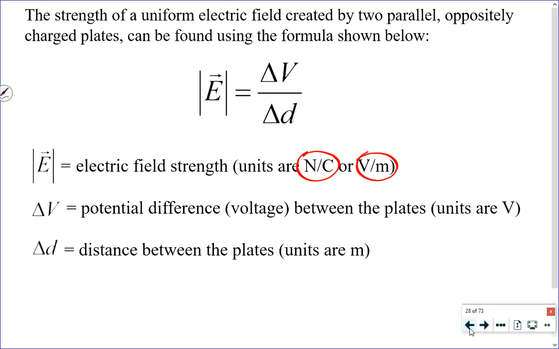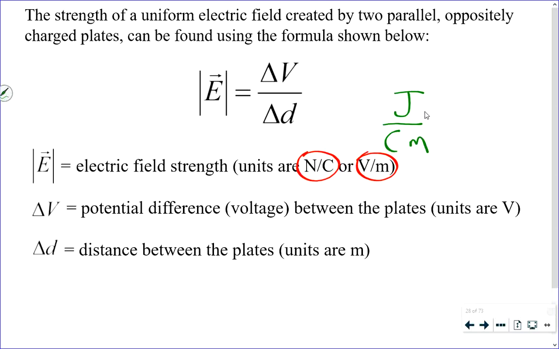I thought volts could also be newtons per coulomb. So volts could be newtons per coulomb, right? And that means volts per meter are this. No, Ariana. A volt is not a newton per coulomb. What's a volt? It's a joule per coulomb. So that means that you could have joules per coulomb meters also.